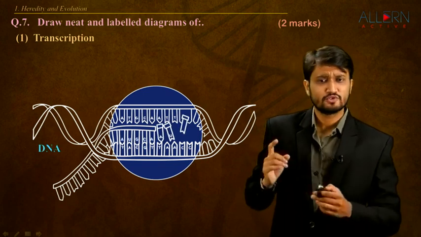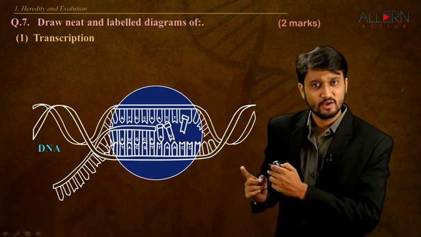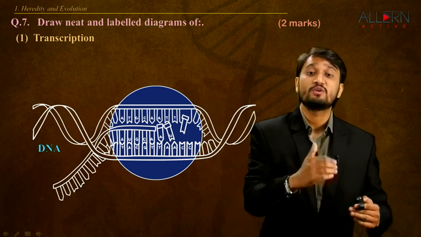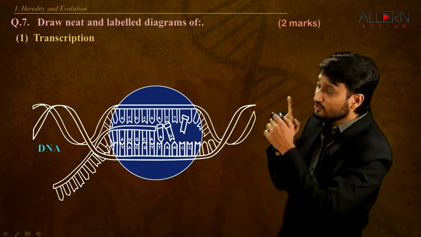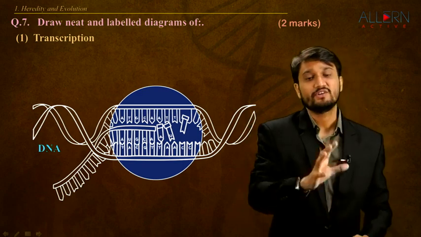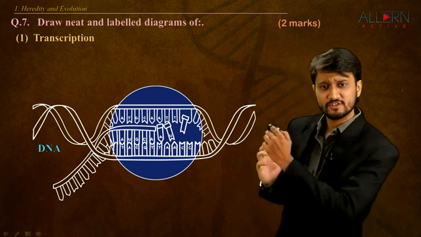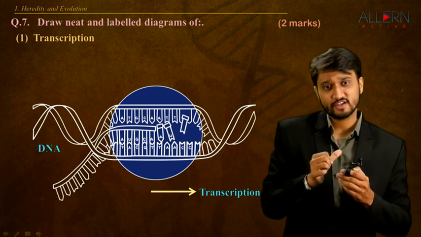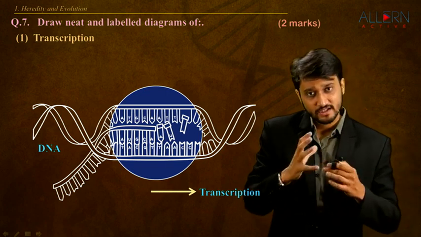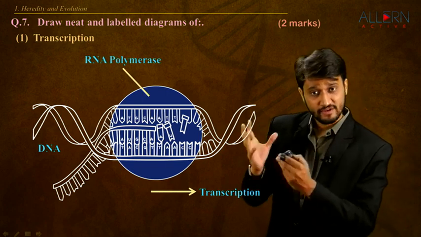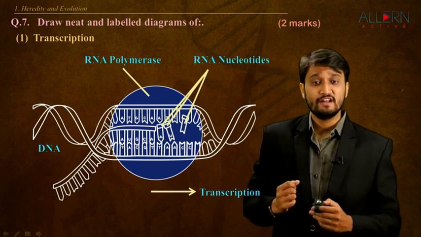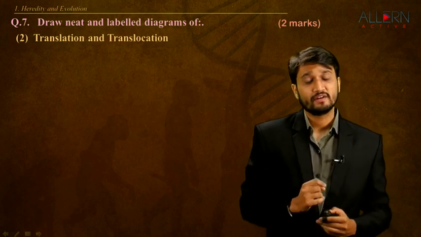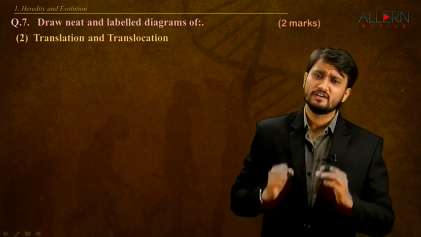Then what we show is the incoming nucleotides. Obviously the mRNA molecule is made up of nucleotides, and these nucleotides need to come from somewhere, so we show those incoming nucleotides, and now we start labeling the diagram. So obviously we have the DNA, the double strands of the DNA, we have the direction of transcription, the direction in which the RNA polymerase is moving, then we have the RNA polymerase itself, the RNA nucleotides that are incoming, right? So that was about the transcription.